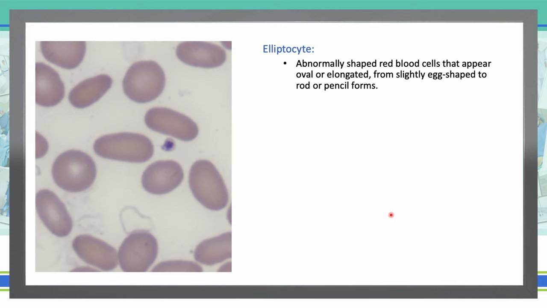Next, we have elliptocytes. Elliptocytes are abnormally shaped RBCs. They appear oval or elongated, from slightly egg-shaped to rod or pencil forms. They have normal central pallor with the hemoglobin appearing concentrated at the ends of the elongated cells. The ends of the cells are blunt and not sharp like sickle cells. Where do we find them? In hereditary elliptocytosis, thalassemias, and iron deficiency.